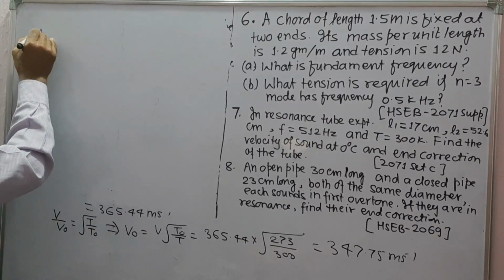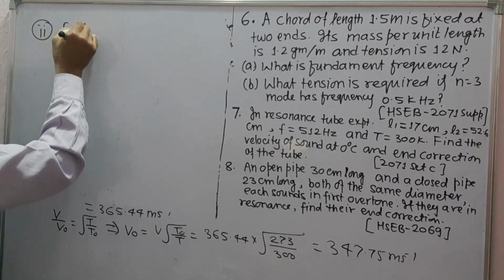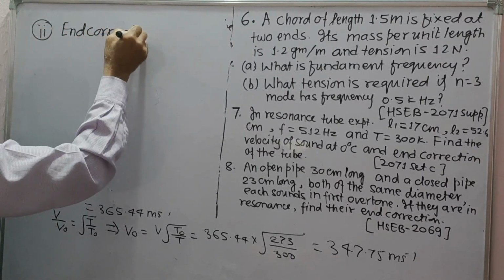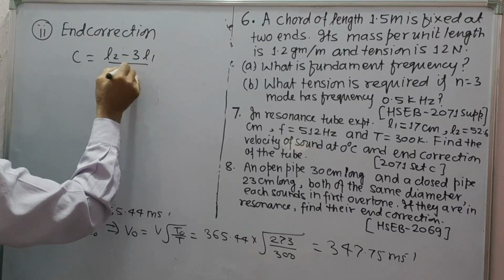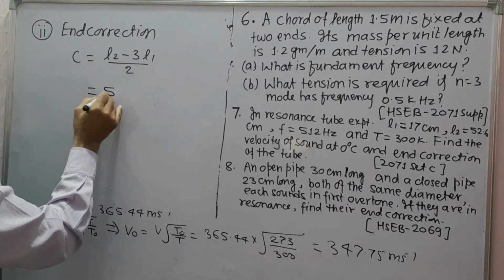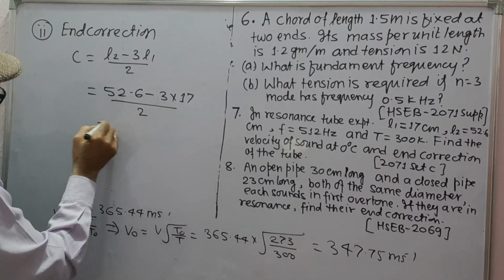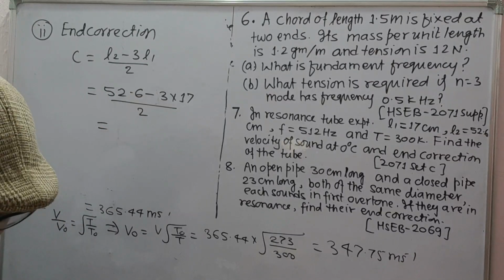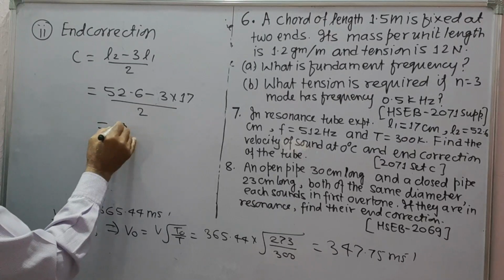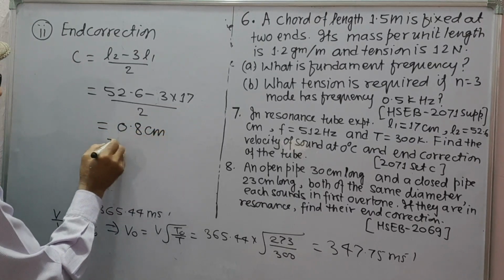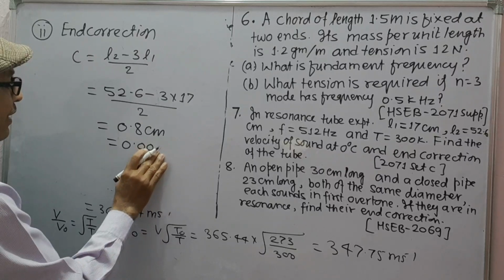Second part. End correction. C is equal to L2 minus 3 L1 upon 2. L2 is 52.6 minus 3 into 17 by 2. This gives C as 0.8 cm, which may be written as 0.008 meter.